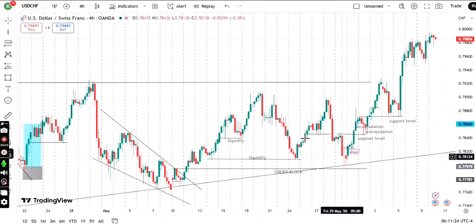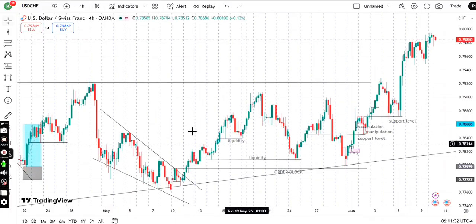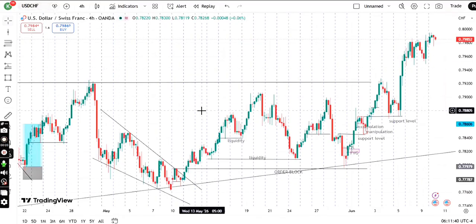What I'm about to show you right now is exactly what you need to start doing as a trader. I'm not going to bore you with a lot of talk. Let's just get down to business and I'll show you exactly what you need to do. If you look at the top corner here, you will see that this is a chart of USD CHF in 4 hours time frame.